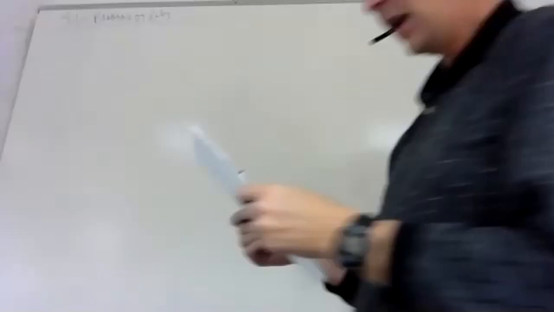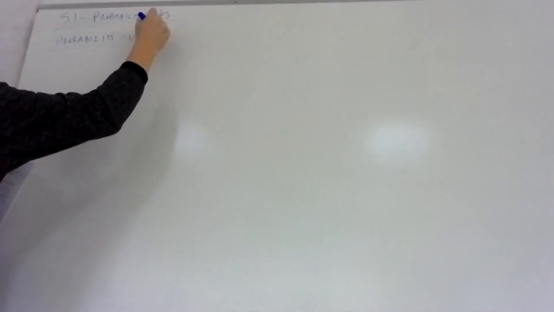All right, so we're going to talk about probability. Probability. Okay, it's used to try to predict an outcome. It was first discovered by a mathematician by the name of Blaise Pascal.